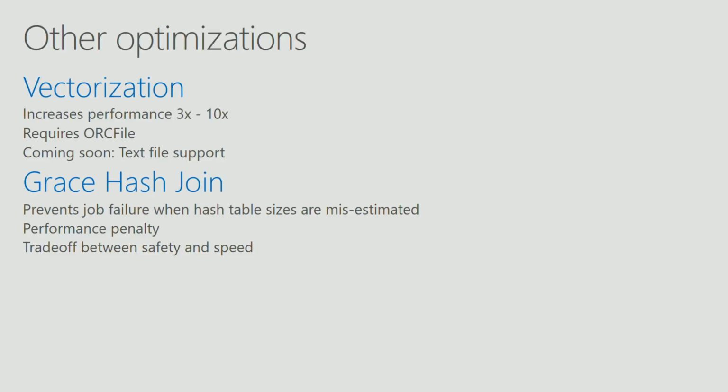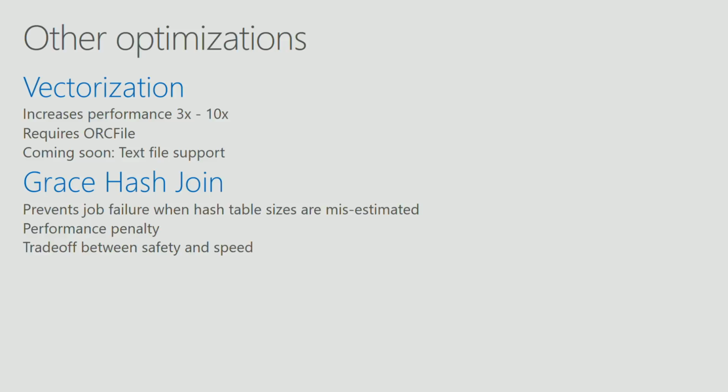What is vectorization? Vectorization tells Hive to process 1,000 rows together. This was actually joint work between Microsoft and Hortonworks. It only works with ORC files, and it can increase your performance 3x to 10x. By default, this is on, so you don't have to do anything except use ORC. Text file support is also expected to come soon, so vectorization with text will even speed up regular text files.